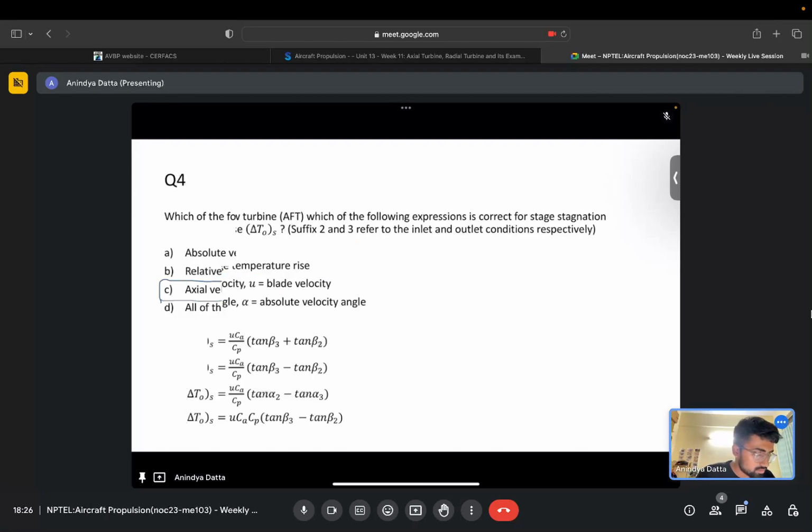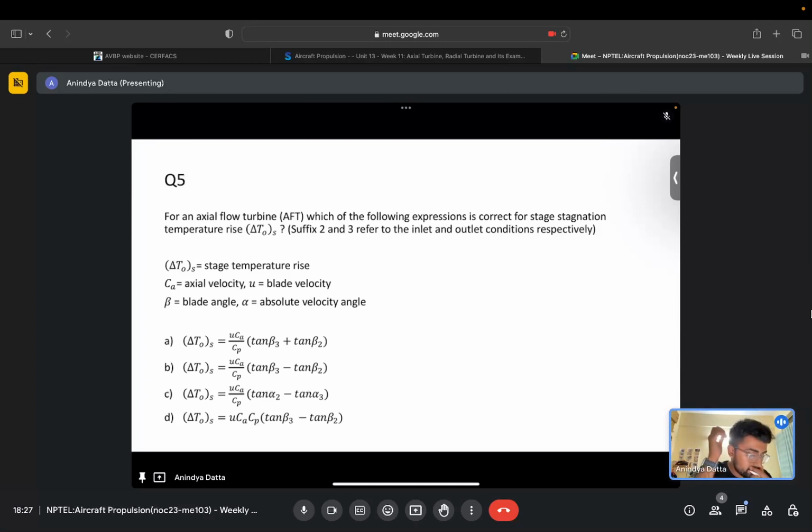Let's move on. Question 5: for an axial flow turbine, which of the following expressions is correct for stage stagnation temperature rise delta T0s? Suffix 2 and 3 represent the inlet and outlet conditions as usual. Delta T0s is our stage temperature rise, Ca is axial velocity, U is blade velocity, beta is blade angle, and alpha is absolute velocity angle. You have to select the correct expression for this.